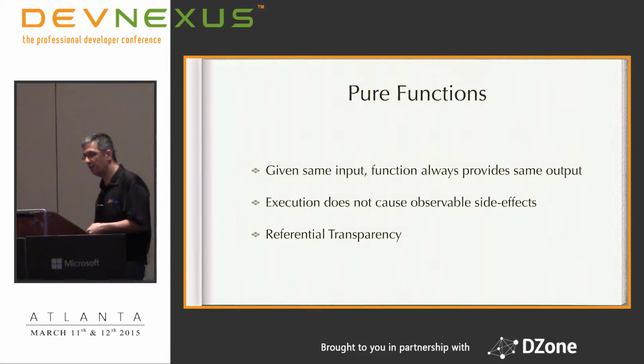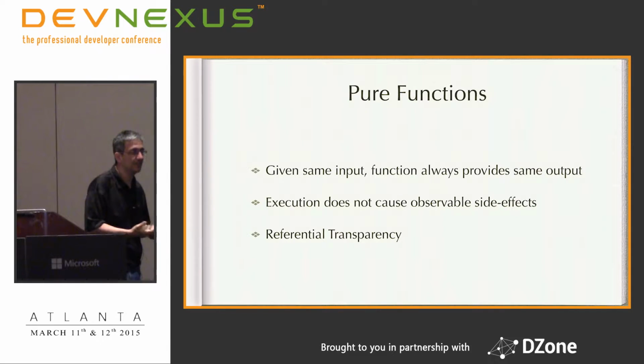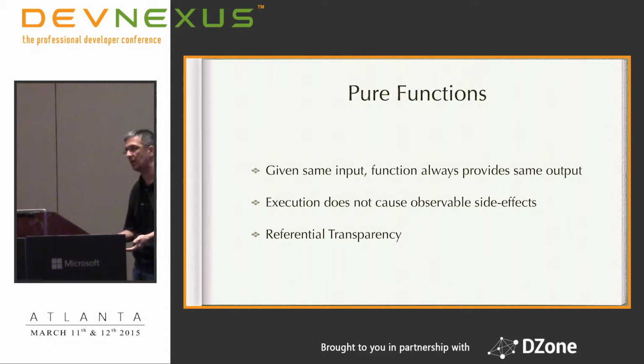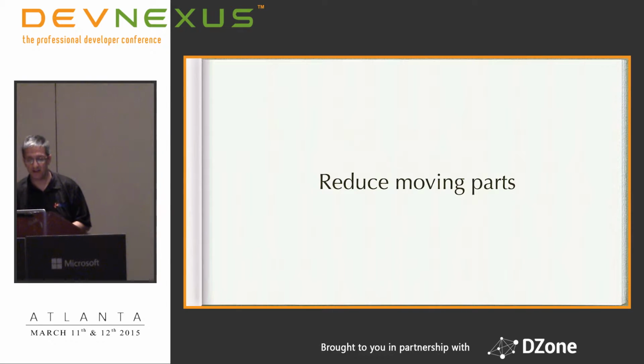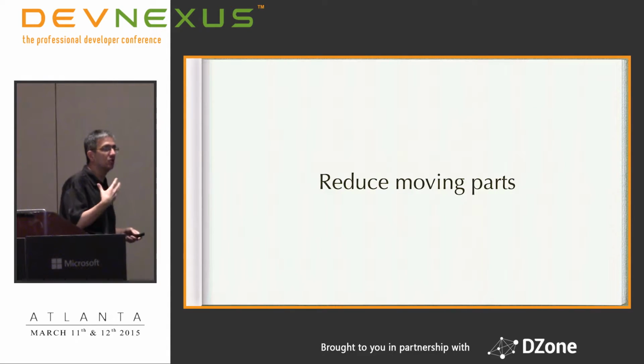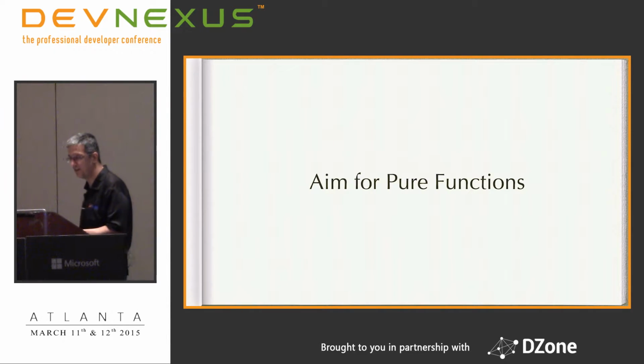To understand what a pure function is, a pure function has to have this referential transparency, which basically means that if I take that function out and I put in a table lookup, it does exactly the same thing. So really, any function that is pure can be replaced with a table lookup. That's what referential transparency means. And the idea behind this is to try and reduce all of these moving parts, is to try and reduce the fact that when I call a function, something happens somewhere that I'm not aware of. So we try and aim for these pure functions.